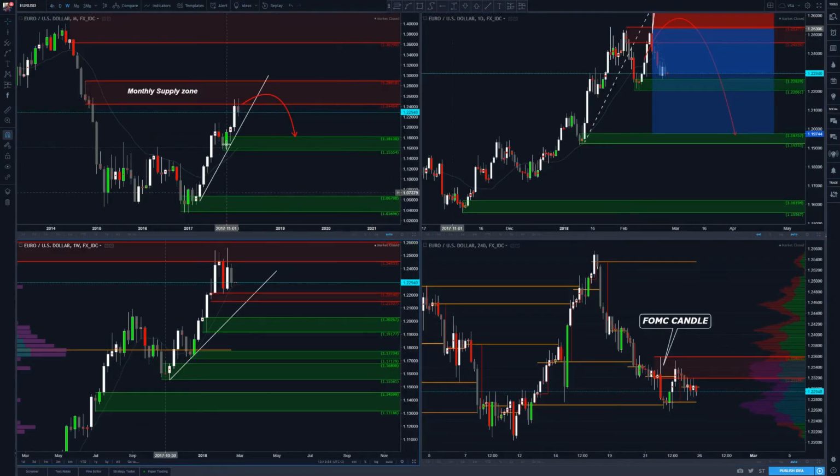Euro dollar monthly uptrend in the supply zone, weekly uptrend in the supply zone as well, bouncing. Daily we already broke the trend line, creating a new supply zone, and it's just a question of time until this demand zone will be removed and the market will continue still lower.